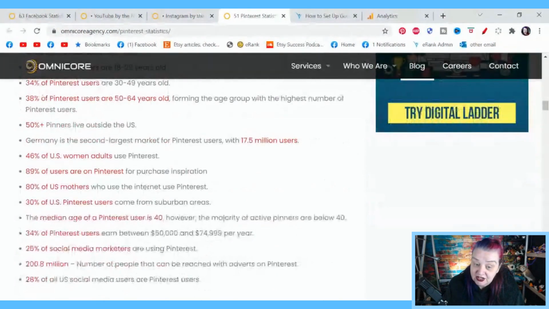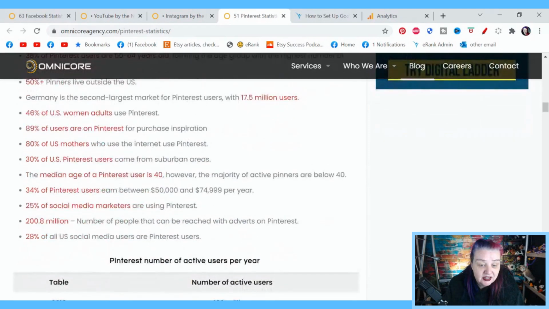Germany's the second largest market. Interesting. And yes, I've heard this one before. Nearly 90% of users are on Pinterest for purchase inspiration. Now, although I found when I got lots of views from Pinterest, my conversion was fairly low. It's high traffic, and what people are doing, they go on Pinterest to make their boards, to gather stuff together, and they're planning, what is it that I'm going to buy? So, it's like a kind of add to cart.